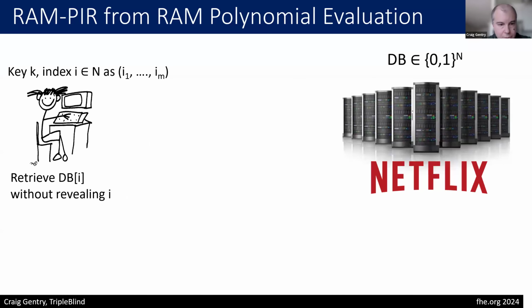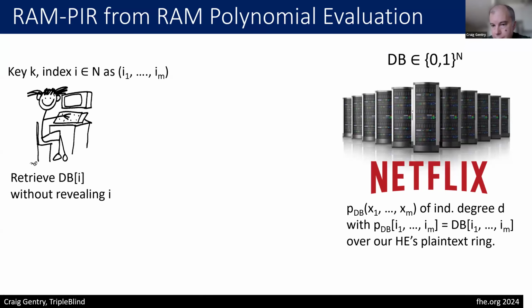Okay, so how are you going to use this to get RAM private information retrieval? All right, so Netflix has this database here. What they're going to do is find a polynomial that evaluates to that database. If you look on the left-hand side, the index i that Alice looks for is going to be decomposed into m different variables. You just split it up into different bit segments, and that will correspond to this polynomial here, the database polynomial p sub db.